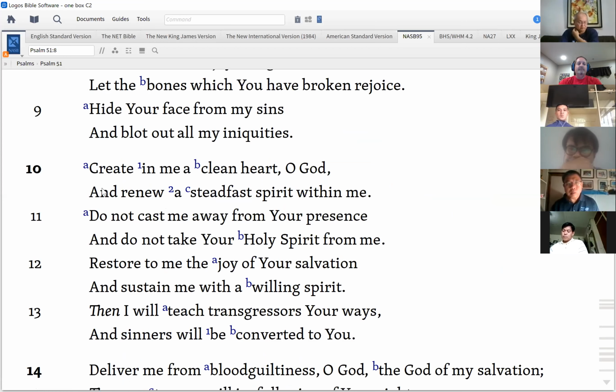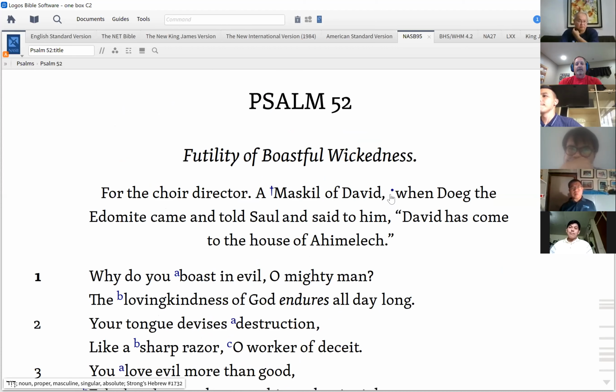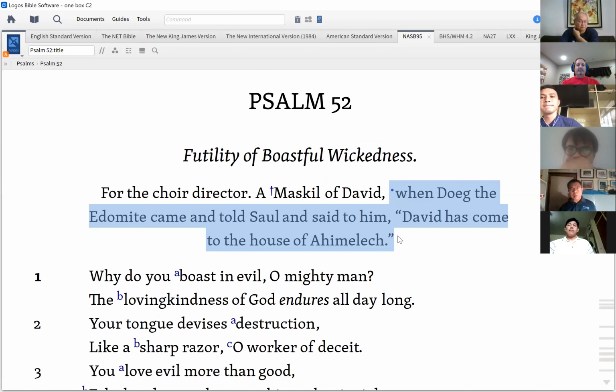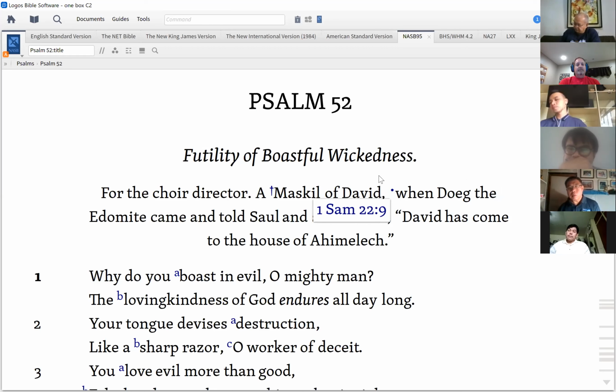Again, notice the title. This is all the title of the psalm. Choir director, a maskil of David. So again, we're told the author. And notice, we're given the exact occasion when the psalm was written. You remember these events, when after David had gone to the high priest Ahimelech, and Ahimelech had helped him, Doeg the Edomite was there. The whole story is back in 1 Samuel 22. So again, we praise God for this title, right? Because we now have the whole background to this psalm.